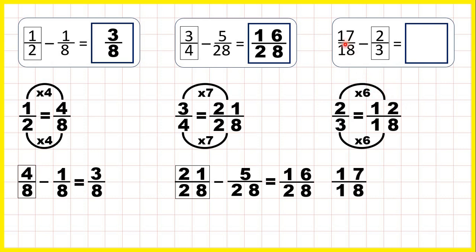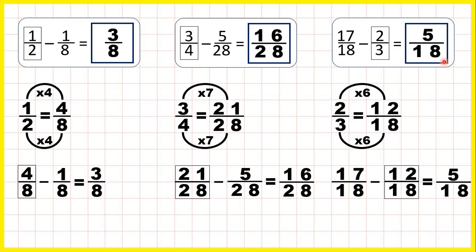So now, instead of 17/18 minus 2/3, we can rewrite our question as 17/18 minus 12/18, because we've seen that that's equivalent to 2/3. So now we have a common denominator, so the denominator stays the same in our answer, and 17 minus 12 is 5, so our answer is 5/18.